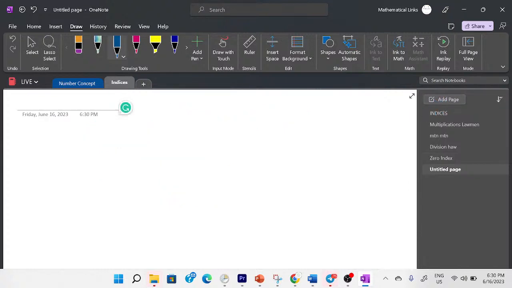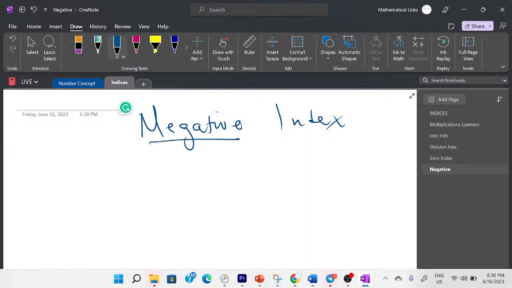So the fourth one will be negative index. Negative means you have negative numbers, you know that. Then index is power. So negative index means the power is a negative number. Take for instance, you have a to the power of negative m here. This is an illustration of negative index, where the power is a negative number. So anytime the index is negative, what you need to do is write 1 over, then you pick your base and your power.